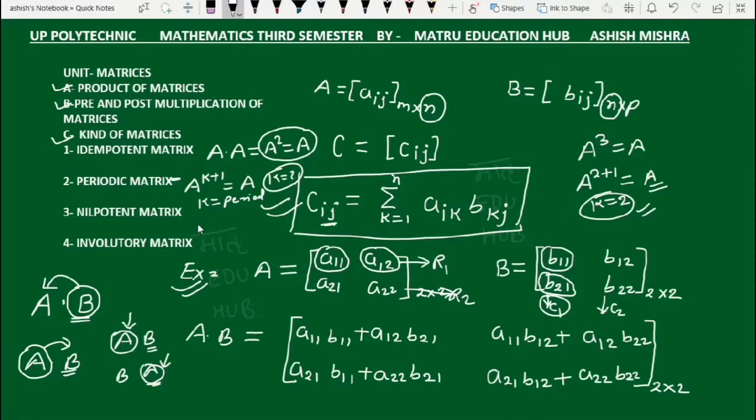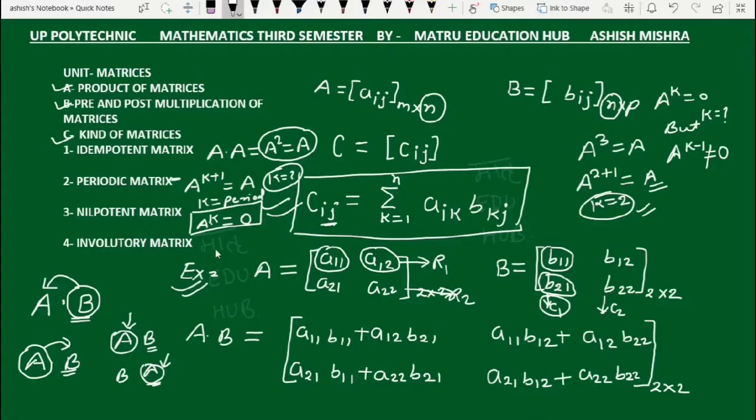Nilpotent matrix. Any matrix when multiplied k times, A power k equal null matrix, then this is known as nilpotent matrix. If any matrix holds this property, meaning A power k equal 0, but A power k minus 1 not equal to 0, then the value of k defines the nilpotent matrix.